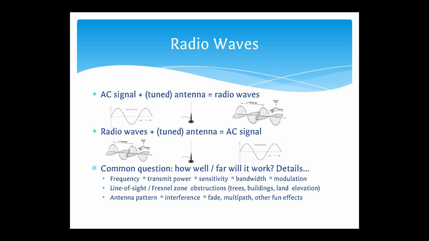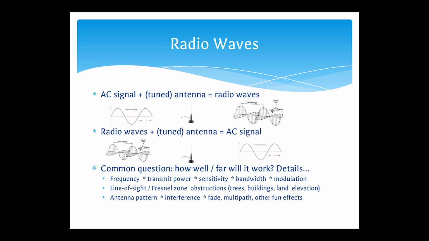Is there line of sight between the antennas? Can you see one antenna from the other? Oh, and also, is the Fresnel zone open? That is one of the factors in radio path planning. Trees, buildings, land, elevation can all block signals between two antennas and reduce it.